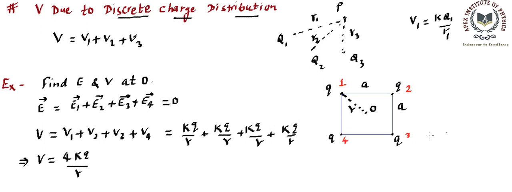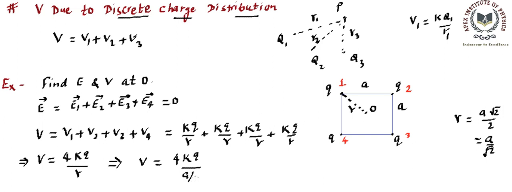As far as this R is concerned, we can think of this diagonal as being A root 2. So R is going to be half of A root 2, which is basically A by root 2. So we can express it in terms of A. So this final answer will become V is equal to 4kq divided by A by root 2, which will become equal to 4 square root of 2 kq upon A.